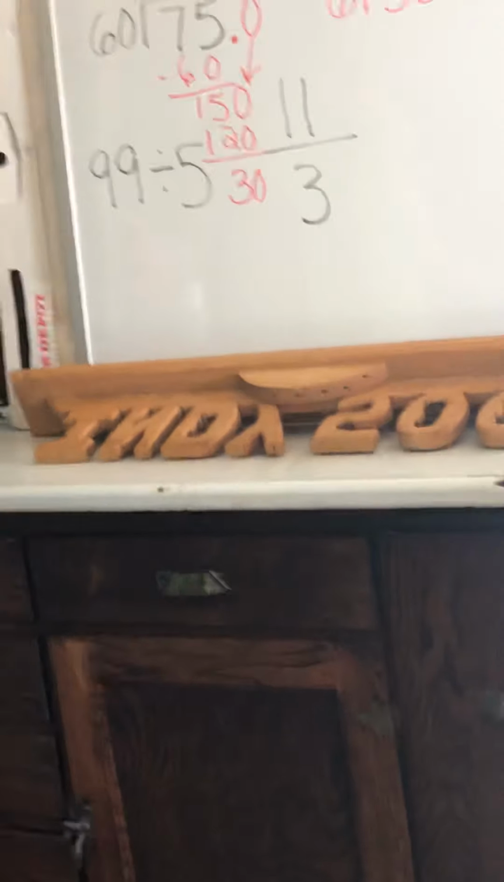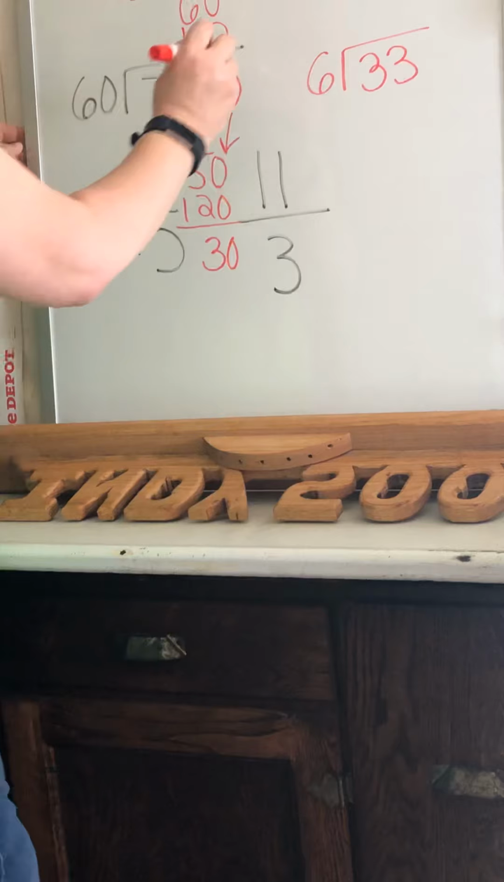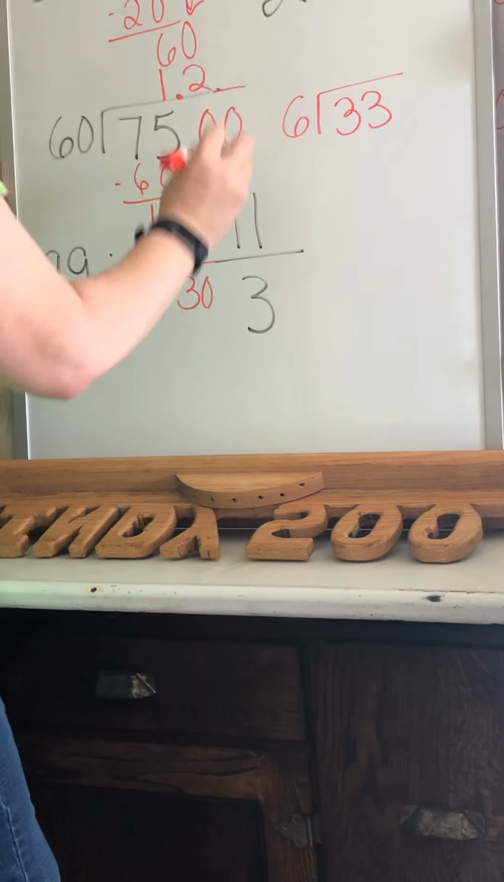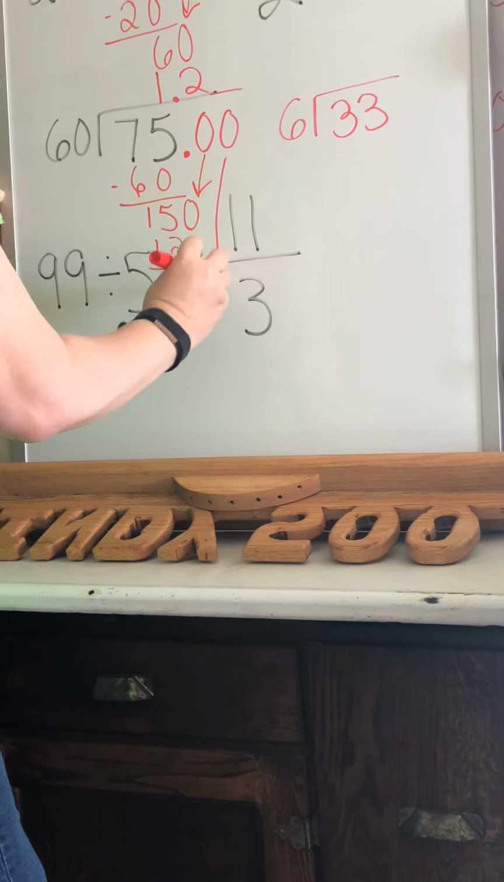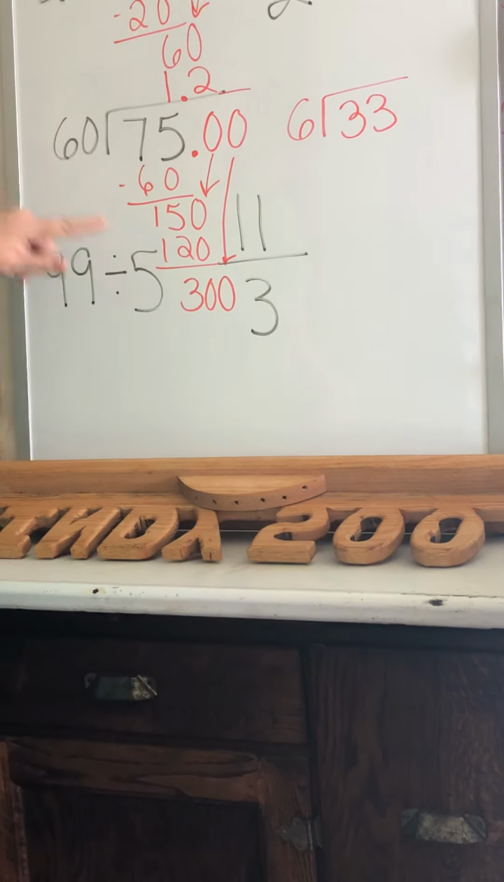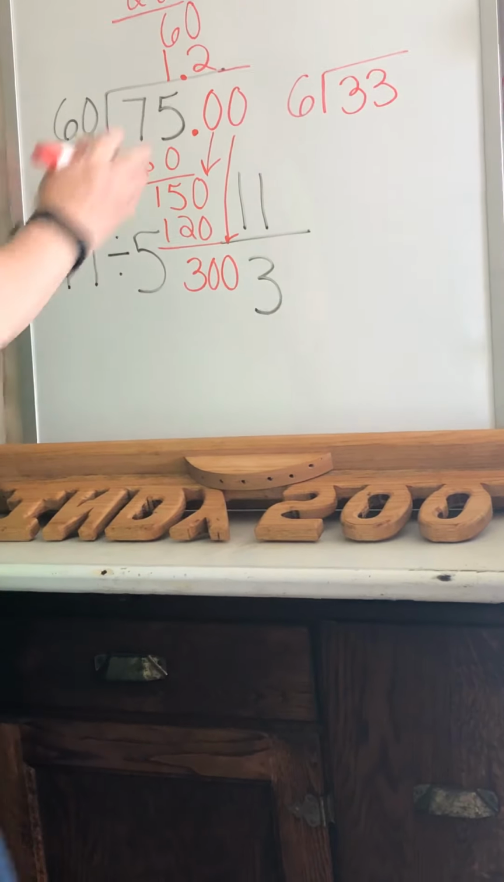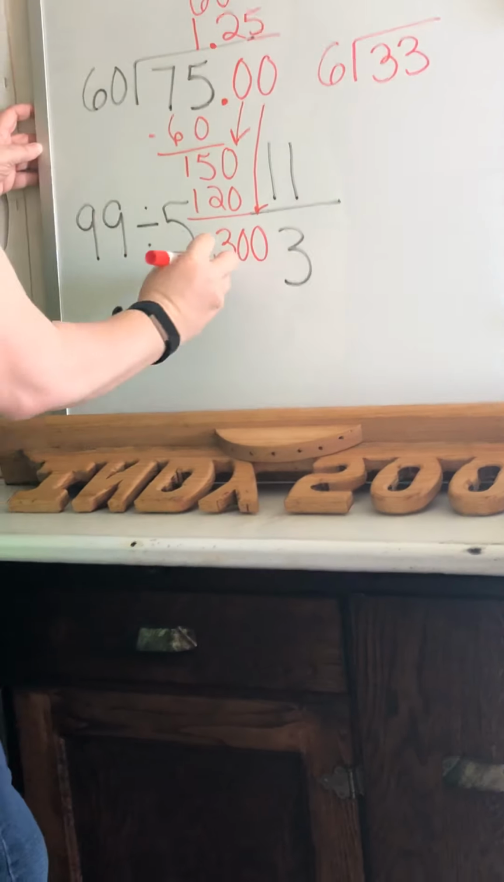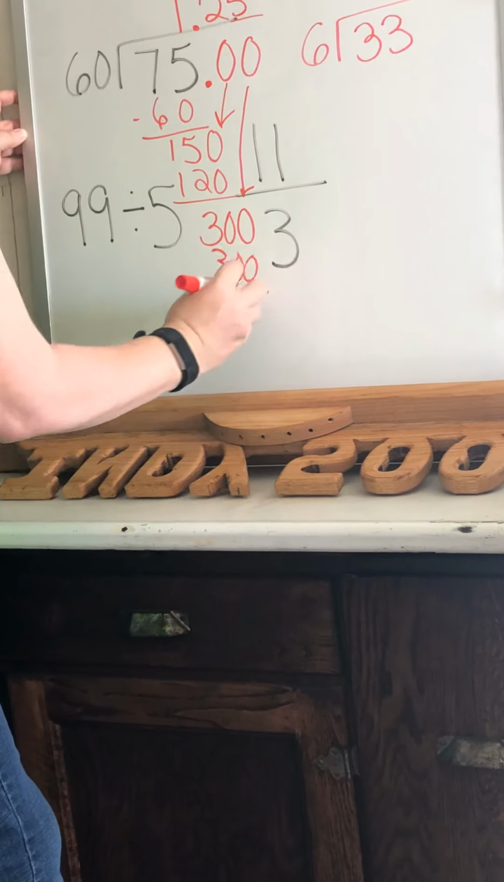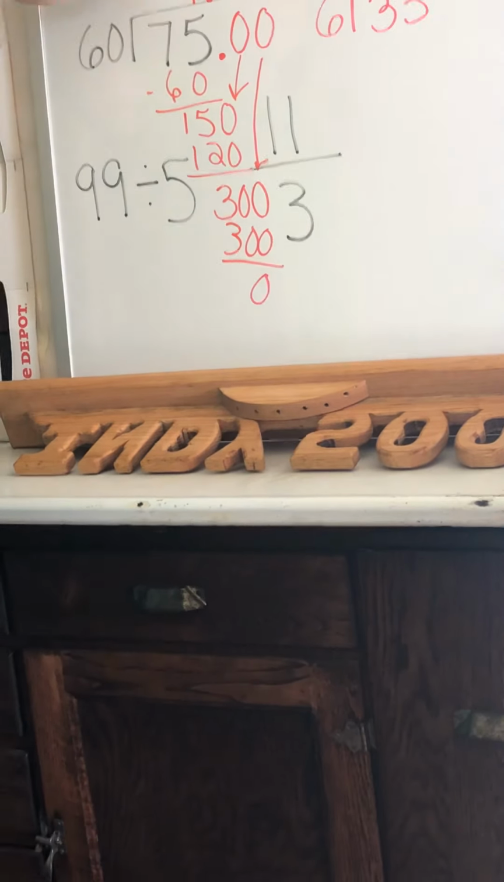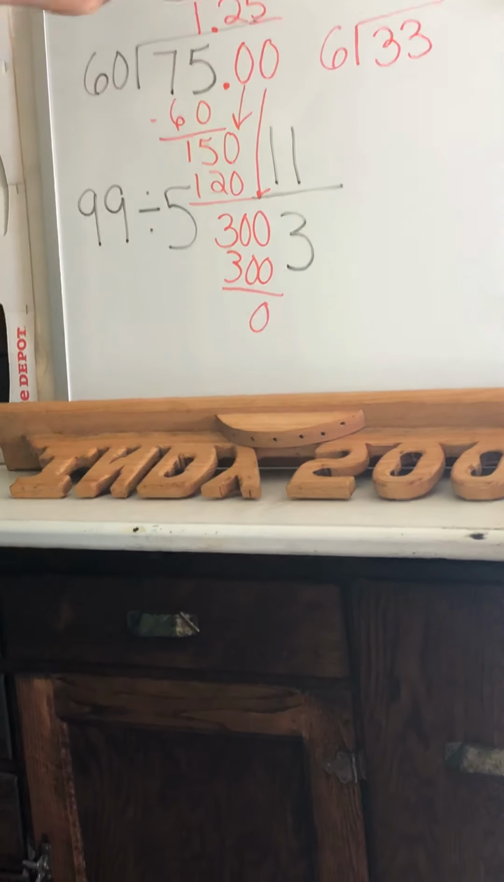Well, I still have some left over, so what I'm going to have to do is add another 0, bring that down, and now I can say 60 goes into 300 5 times. And then that will make it come out with 0 at the bottom. So your answer to this is 1.25.